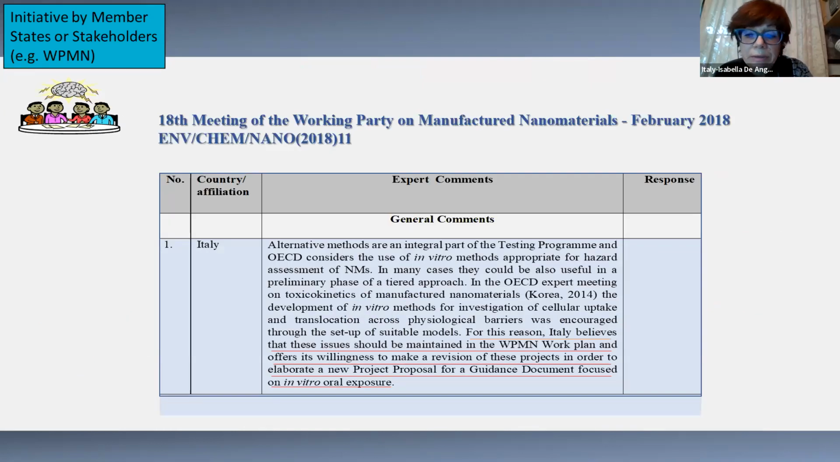However, due to resource constraints, this proposal was removed from the WPMN program of work in 2018. My delegation, the Italian delegation, strongly convinced of the regulatory relevance of this topic, offered its willingness to revise the project, elaborating a new and more complete proposal for a guidance document on in vitro oral exposure assessment in line with some regulatory requests from ECHA and also EFSA.